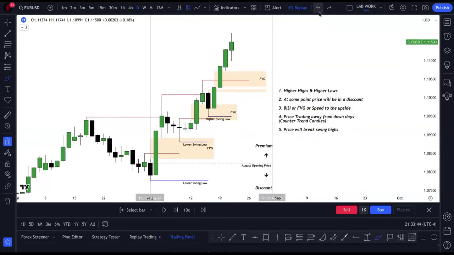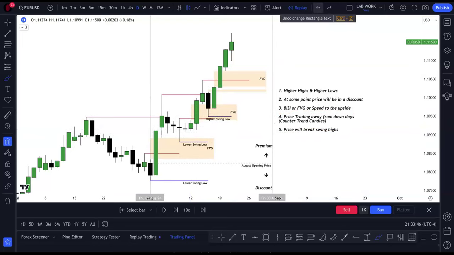I am not saying that it will never break swing lows in a bullish trend or a bullish month, because they're all false breaks. Price could have easily taken out this low again and then went back higher. What can I do? I have to live with that. Can't control the market.